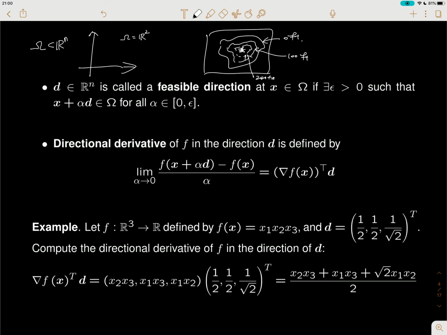Okay, and similarly we can do this thing for a function. So let's say that I have a function.